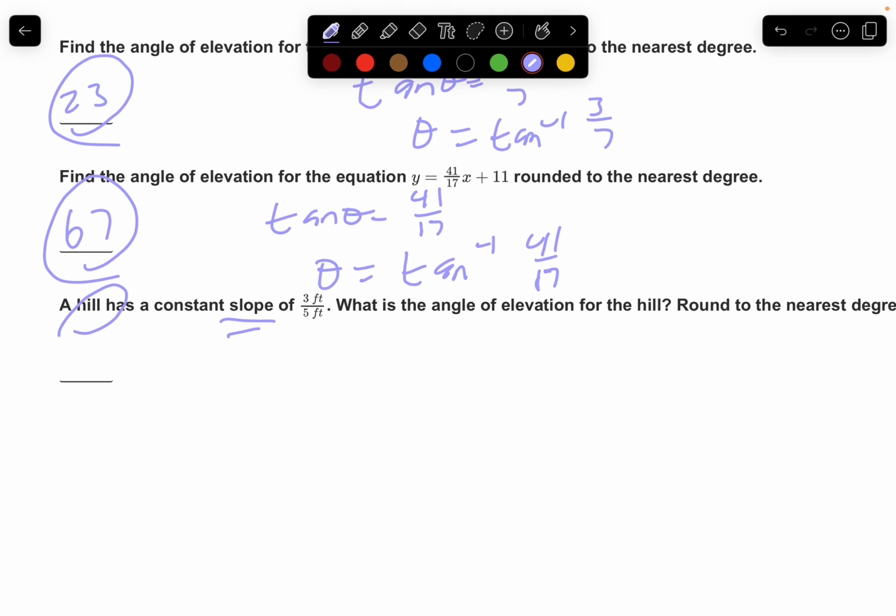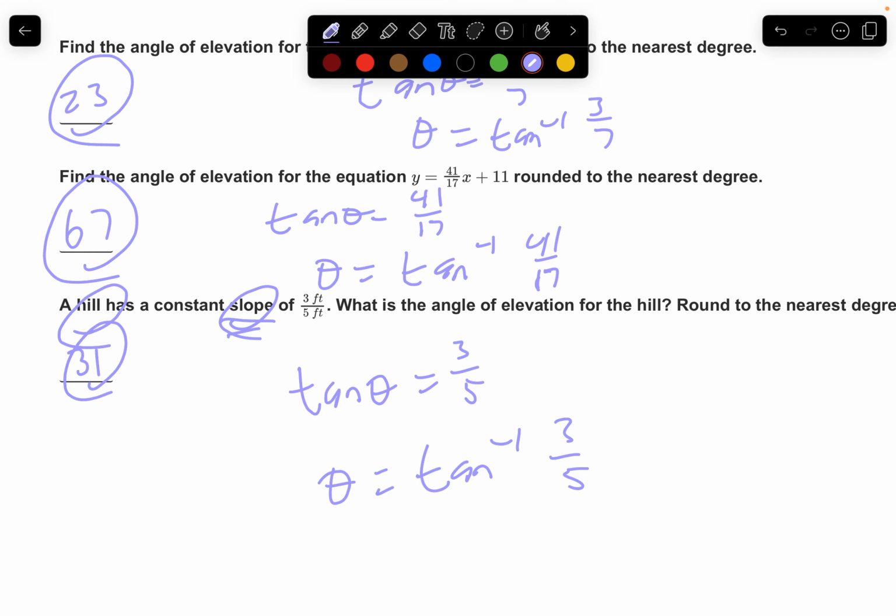And then finally, a hill has a slope. I don't care what it is. If it has a slope, tangent theta equals the slope. So theta equals inverse tangent of the slope each and every time. And so this one rounds to 31 degrees.